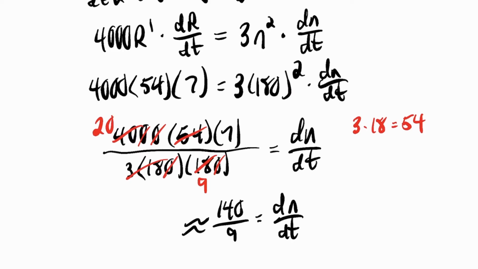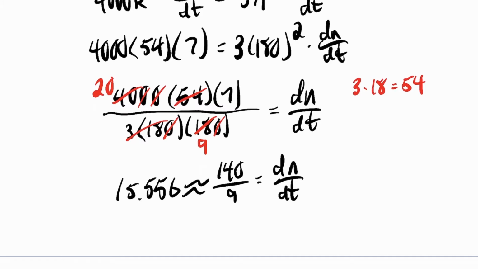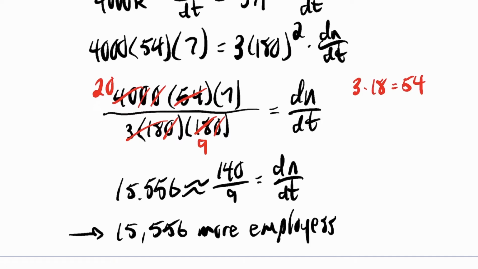So 140 divided by 9, I get 15.555 repeating. Let's round to, say, 3 places. 15.556, okay? Remember, this is the number of employees in thousands. So that means the conclusion we draw is 15,556 more employees. It goes up because the value is positive. More employees, say either that year or the following year. Oh, that is not how you spell employees. Either that year or the following year, depending on the way the question is phrased.